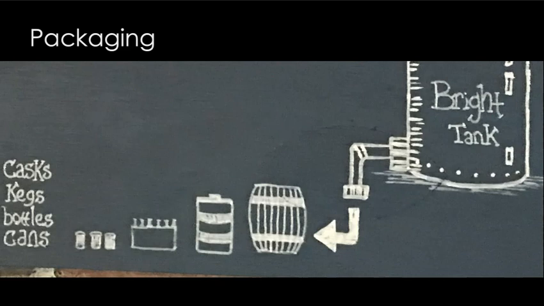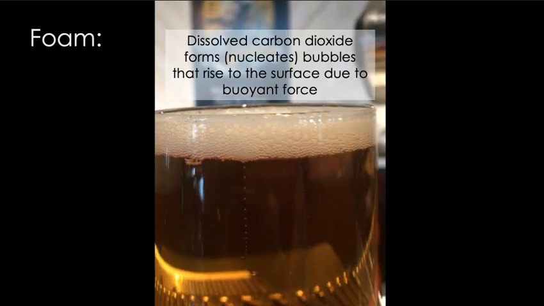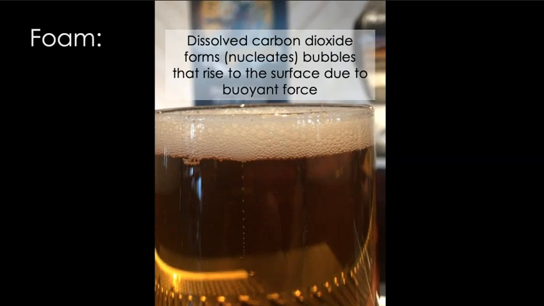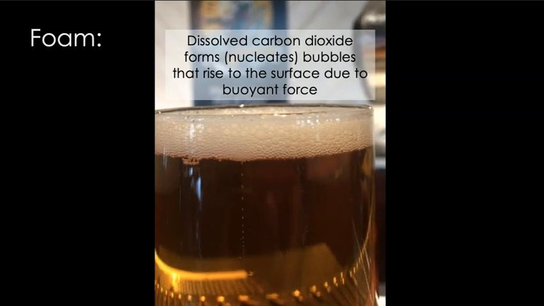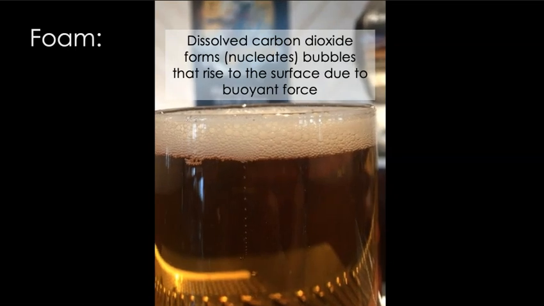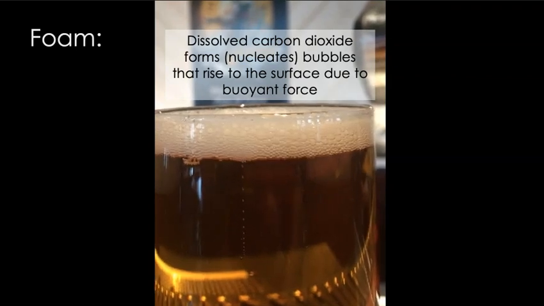And what occurs is that when you serve your beer, the dissolved carbon dioxide in your liquid is going to nucleate, it's going to form bubbles, and those bubbles are going to rise to the surface due to the buoyant force. The buoyant force is the force that allows all of us to float and be able to swim. The buoyant force is the force that is exerted by a surrounding liquid when an external object is introduced in that liquid. In this case, the external object is the carbon dioxide bubble.